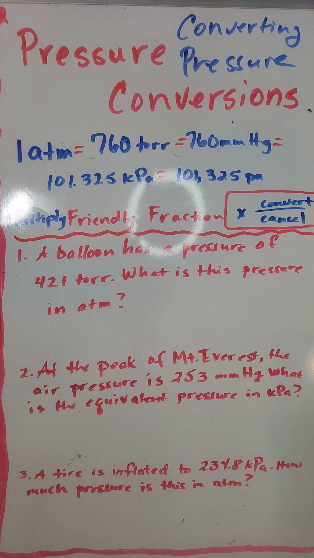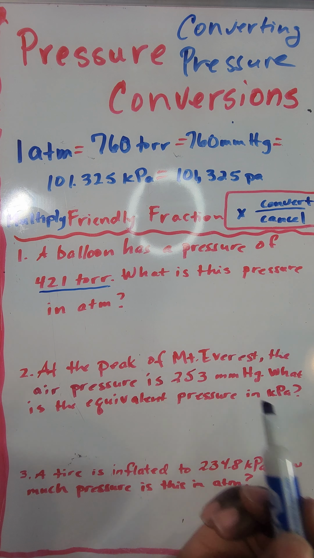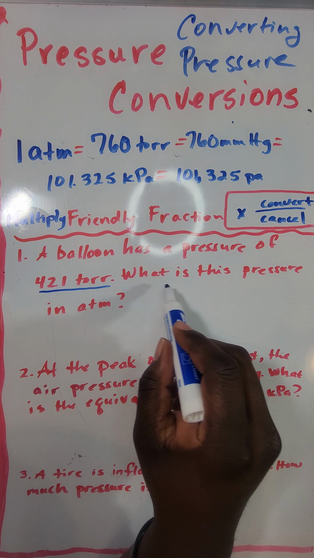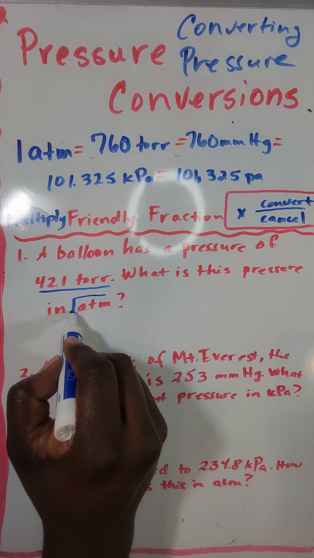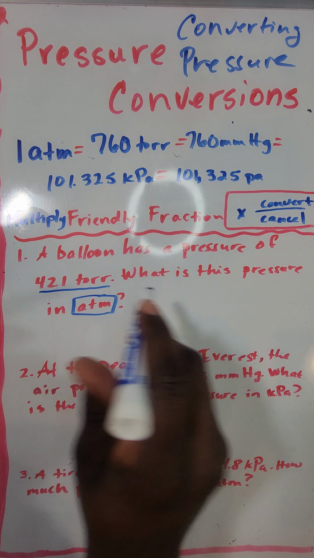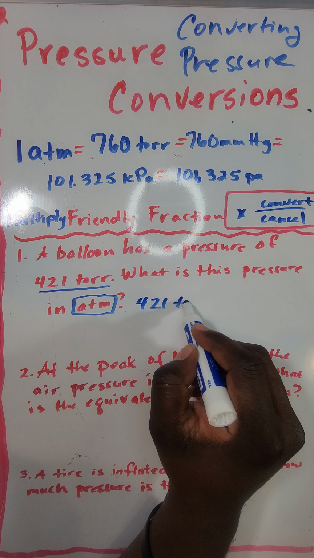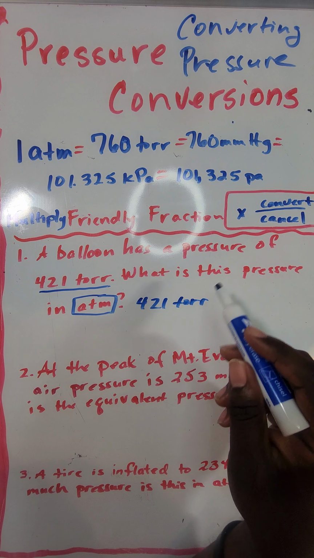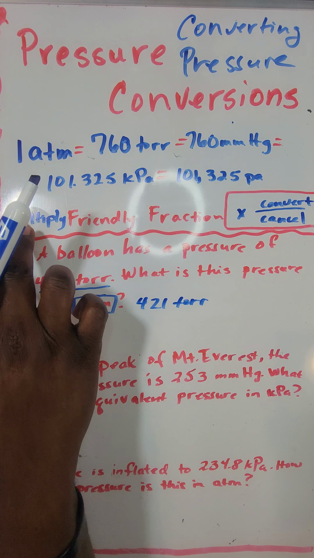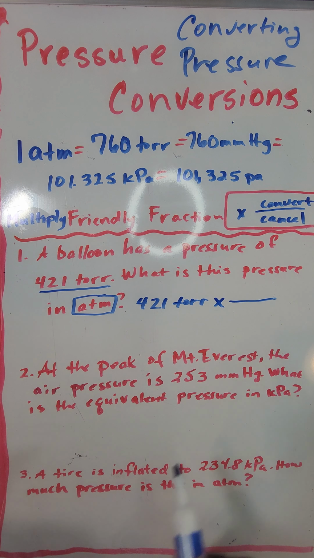So number 1 says a balloon has a pressure of 421 torr. All right, that's our pressure. Then it says, what is this pressure in ATM? So we want to take our torr and convert it to ATM. We're going to start with what it gave us, which is the 421 torr. Then we said anytime we're going to convert, we're going to multiply by a friendly fraction. So there goes our friendly fraction.